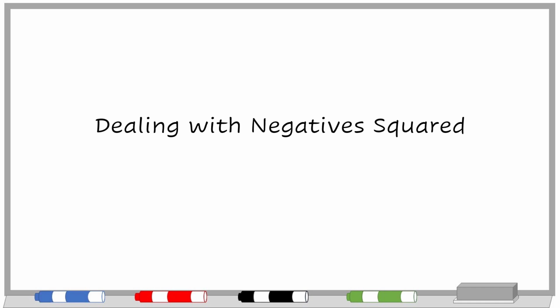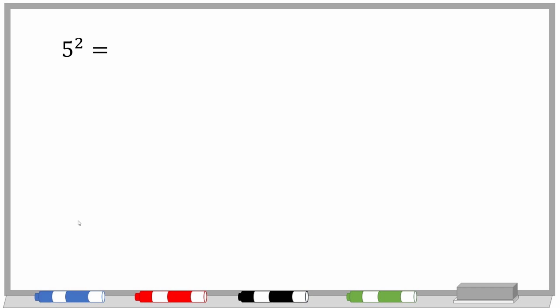One of the trickiest things we deal with once we get to negative numbers is how negatives interact with exponents. So it's really important that we get this figured out so that we don't keep making the same mistakes over and over again. Let's start with something simple just to make sure we understand what is going on.